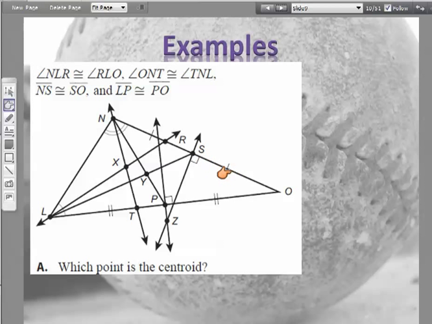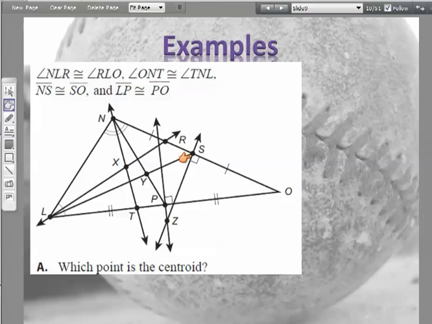So let's look at an example here. It says, which point is the centroid? Well, for the centroid, first you've got to think, okay, we're talking about medians. Medians going to the opposite vertex. So you're going to look up here at the information that they've given you about which angles are congruent. Okay, but for medians, you want to know what sections are congruent. Okay, so they said NS is congruent to SO.